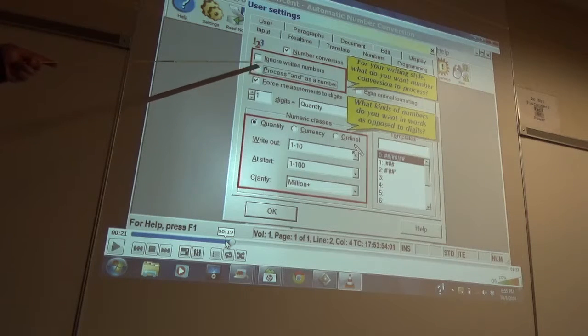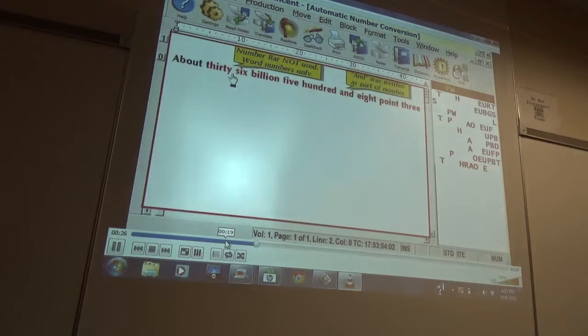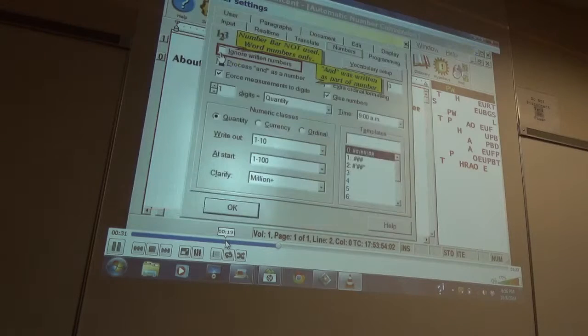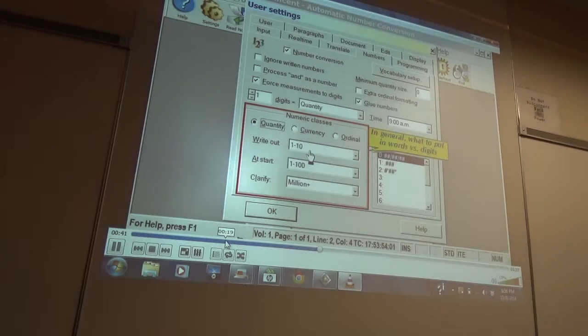You need to check this box though in the user settings, because if not, it's not going to know how to set it up. It's going to put the "and" in the middle of those numbers. Okay? Words as opposed to digits. This first writer doesn't use the number bar and wrote the word "and" when it was heard. So ignore written numbers is not turned on, but process "and" as part of a number is turned on. For general quantity numbers, this user has Eclipse write out 1 through 10, but put 11 and above in digits.